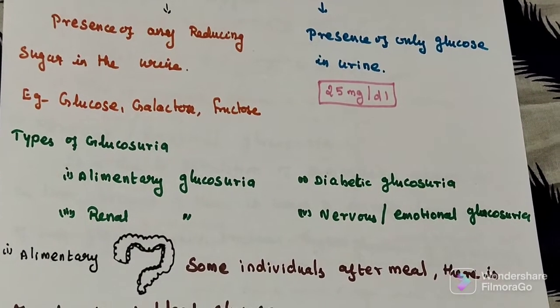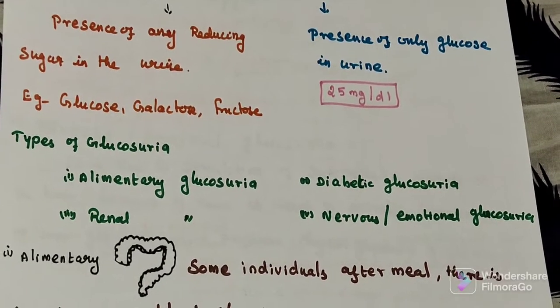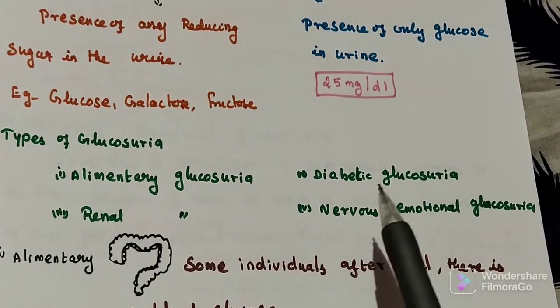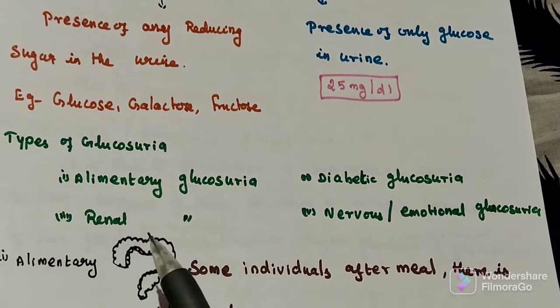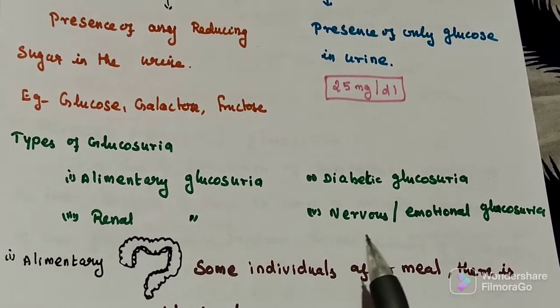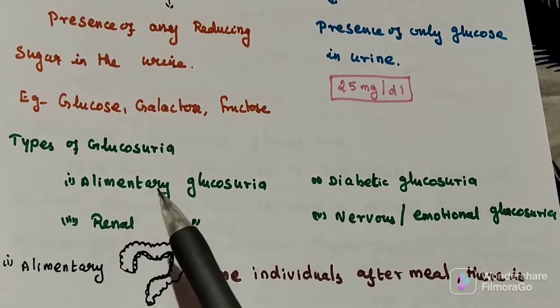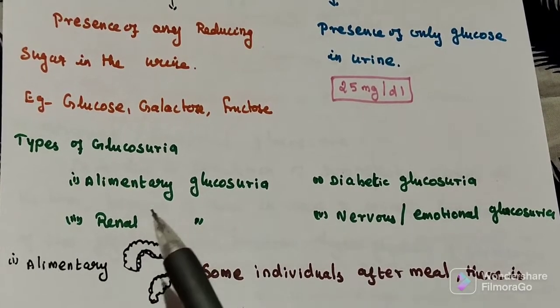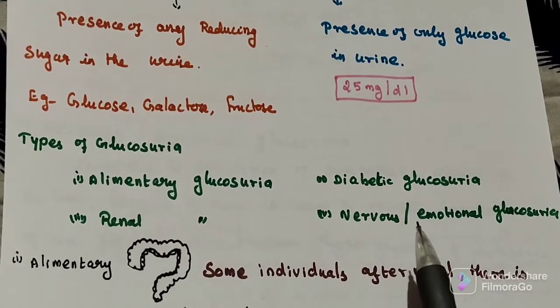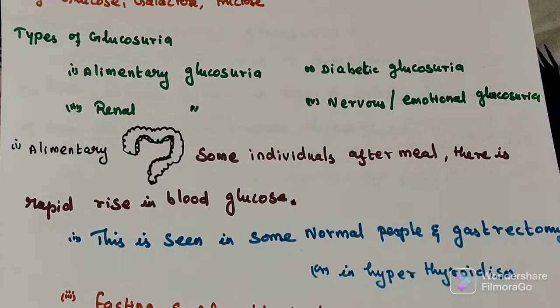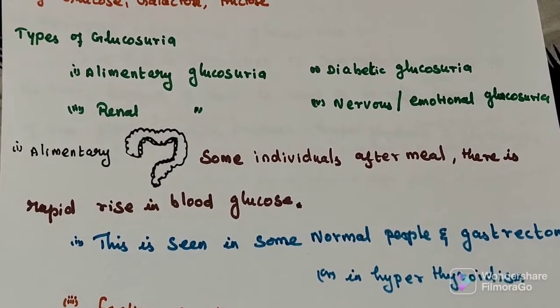Now coming to the types of glucosuria: alimentary glucosuria, diabetic glucosuria, renal glucosuria, nervous or emotional glucosuria. First we will discuss alimentary.